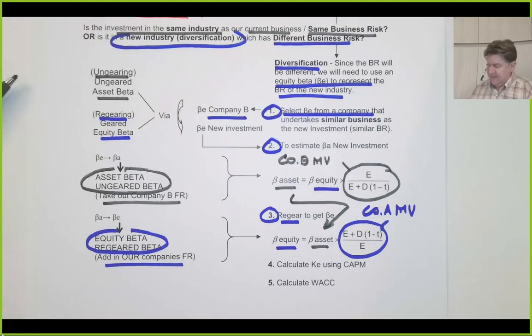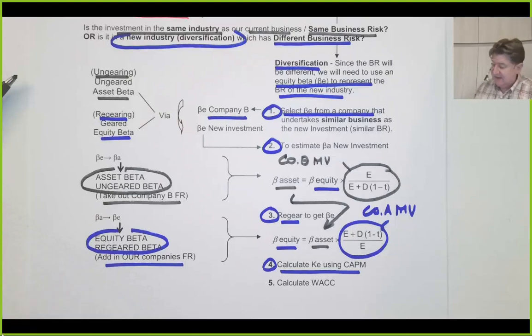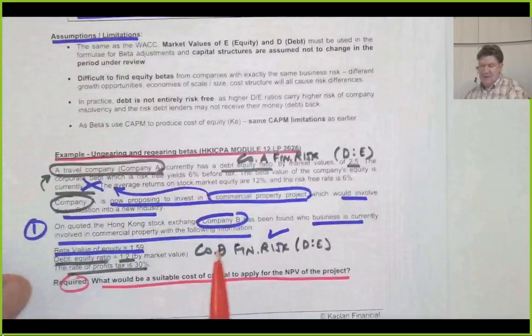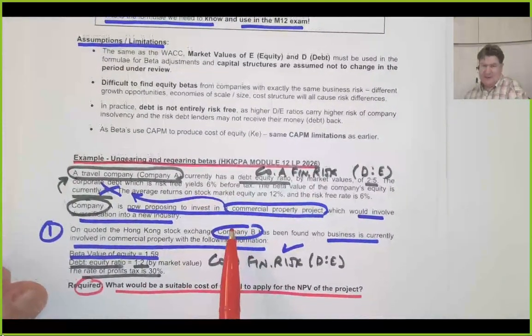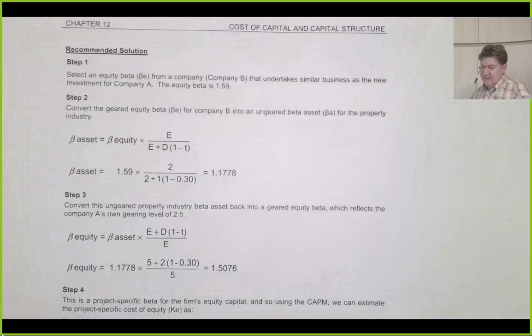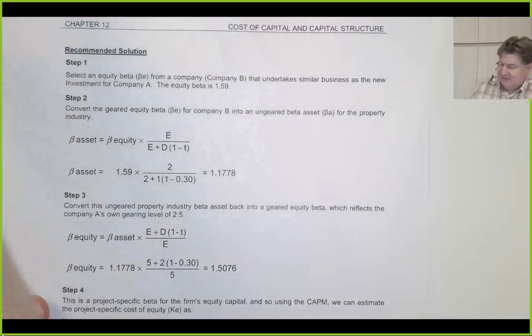Finally, we can put in the CAPM to calculate the cost of equity. And last of all, we can calculate our WACC. So let's now get into that example. Let's go back. We've done step 1 already. This is going to be commercial property projects. So let's put in our step 1, company B, here across the last page, and then we're finished for tonight.